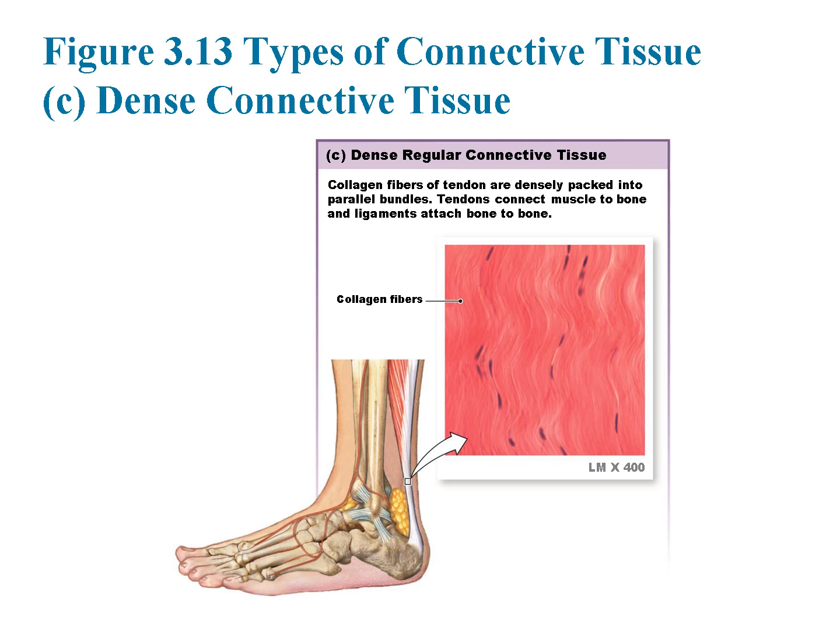Take a look at this image. It highlights dense, regular connective tissue. Here, the collagen fibers are neatly packed in parallel bundles. This arrangement makes them incredibly strong and perfect for tasks like connecting muscles to bones or linking bones together. So, think of dense connective tissue as the body's reinforcement cables: strong, durable, and essential for movement and stability.